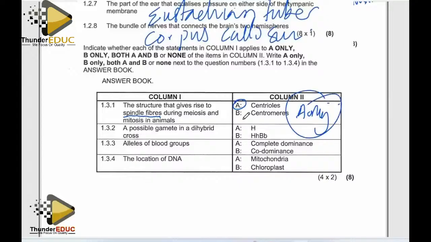Then they're saying the possible gamete in the dihybrid cross. Guys, please do not do it that way, because it's a dihybrid. So you need to have more than many what?